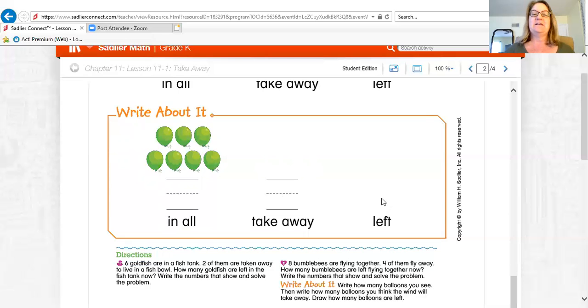So there are many, many answers that we can have. So you decide. We start with 7 in all. You draw the balloons that we take away. How many? Can't be more than 7 though. Remember that. And then how many are left.